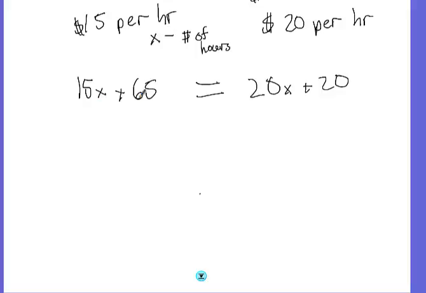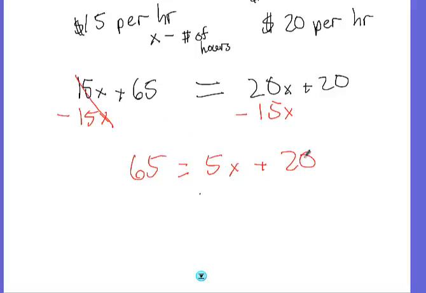So we have 15x plus 65 equals 20x plus 20. Again, first rule, simplify left side, can't do it. Simplify right side, can't do it. We want to get all of our x variables to one side, everything not x to the other. So we have 15x here, and we have to get it to the right, so we're going to subtract it, since addition and subtraction are inverses. We get 65 is equal to 5x plus 20.